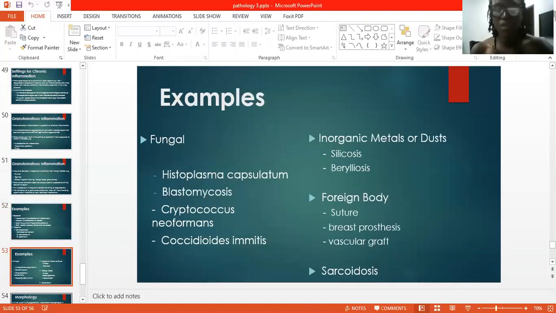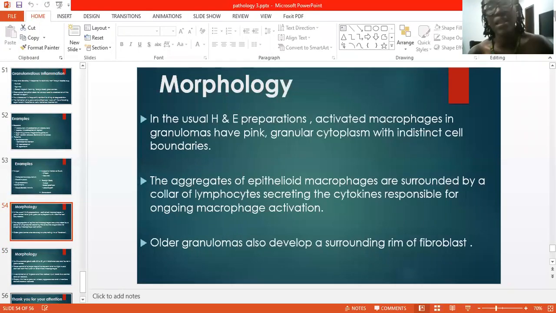Okay, so morphologically, if you stain a preparation with H&E, you'd realize that the macrophages are pink and the cytoplasm is indistinct. Then you also realize that because of the chronic inflammation, there's a rim of fibroblasts or cells which form fibroblasts around the inflammation. It's like the body is trying to seal off the inflammation. So you have a giant inflammatory complex, and then you have cells surrounding it to try and seal the inflammatory reaction so that it doesn't spread to other parts of the body.